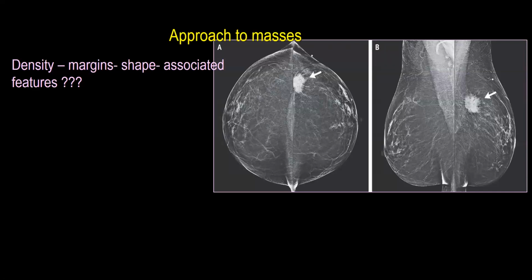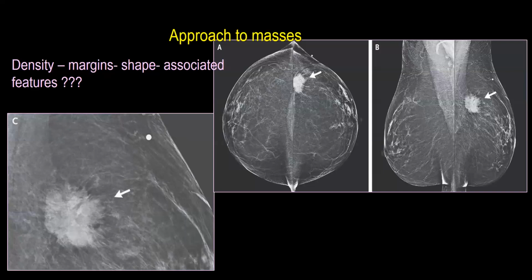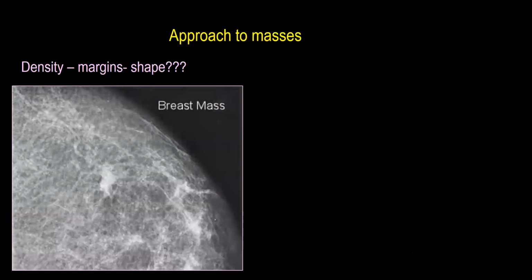Excellent. Suhail, what did you say? Invading the pectoralis muscle. Yes, invasion of the pectoralis, tethering. Not separable from the pectoralis, with tethering. It's pulling the pectoralis. That indicates it is infiltrating the pectoralis. Tethering and retraction of the pectoralis muscle indicates its invasion. This is here one of the associations.